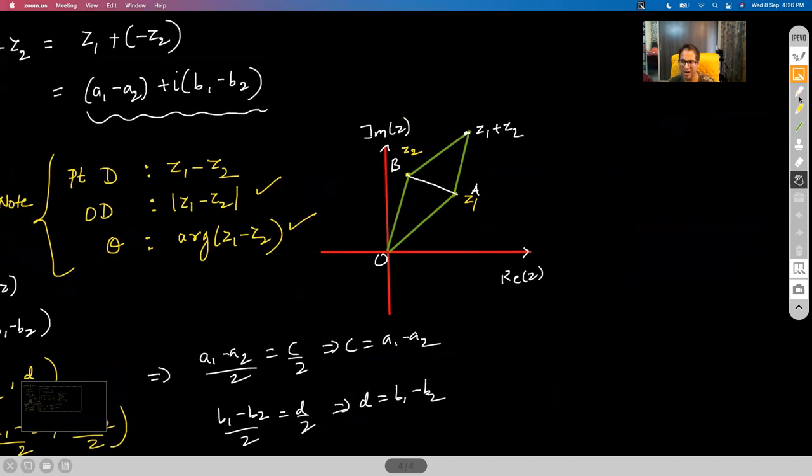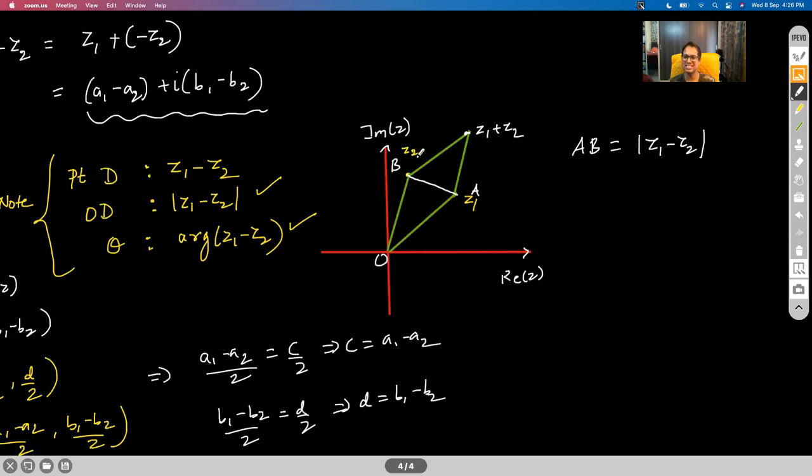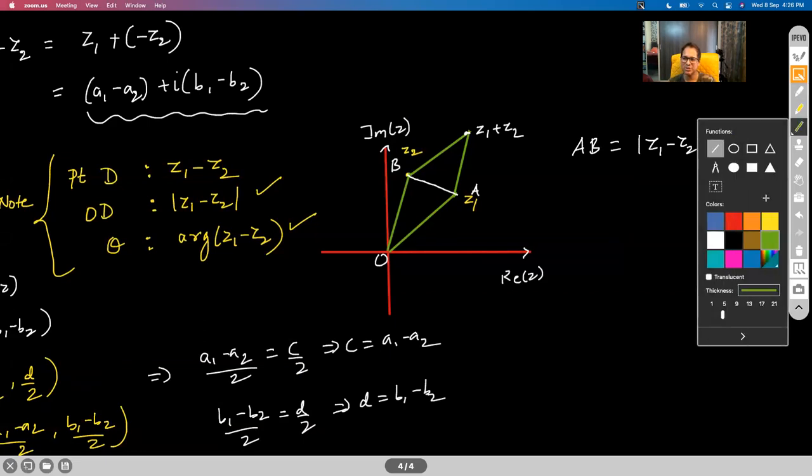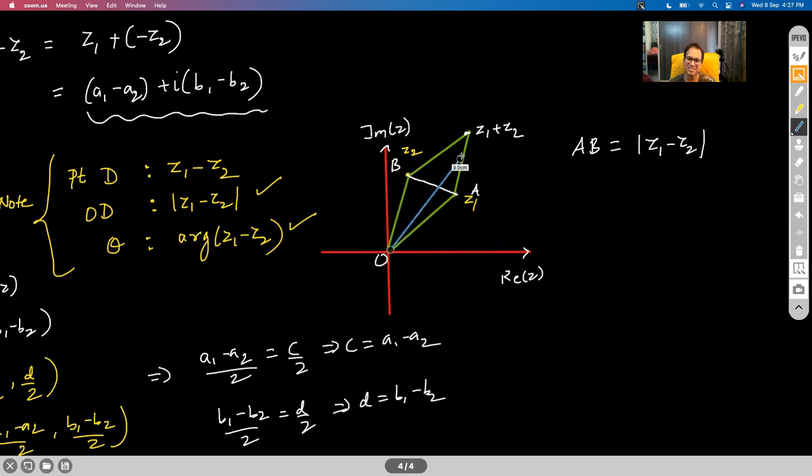So you don't have to draw any kind of parallelogram to know the modulus of Z1 minus Z2. The modulus of Z1 minus Z2 is nothing but this AB length, which is the second diagonal. Remember, the first diagonal we used to know the modulus of Z1 plus Z2, right? The other diagonal gives you the modulus of Z1 minus Z2. So please make a note of this. This gives you mod of Z1 plus Z2, and this gives you mod of Z1 minus Z2. So from the same diagram, you can know both the modulus of Z1 plus Z2 and the modulus of Z1 minus Z2. No separate parallelogram is required.